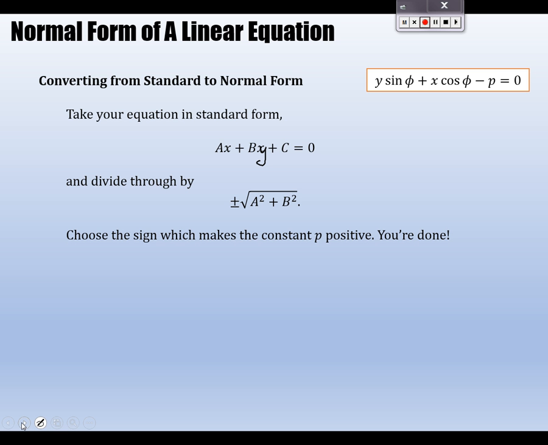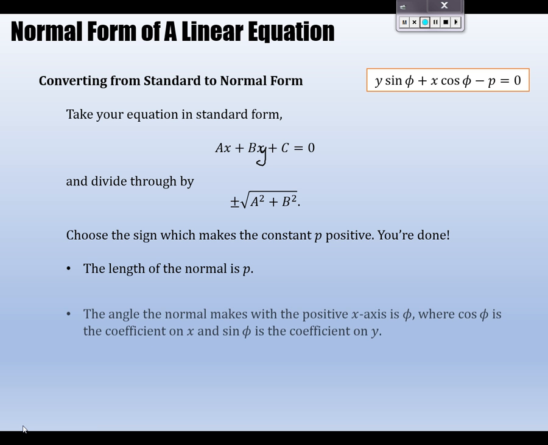Use whichever sign, plus or minus, makes the c value, which will be the p value, negative. That's our canonical form. Once you've done that, you're done. The length of the normal is just sitting right in front of you after having divided through. You'll just be able to say that's p. It'll be a little less obvious what phi is, but that's okay.